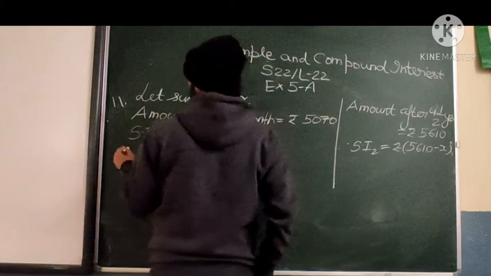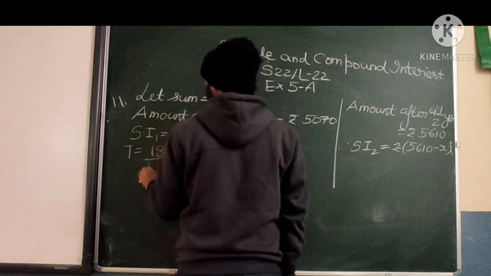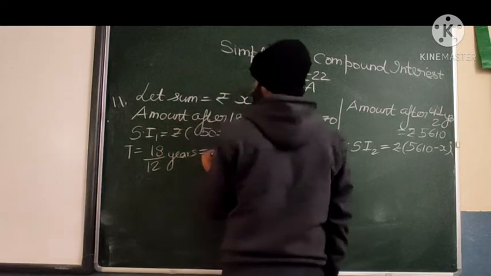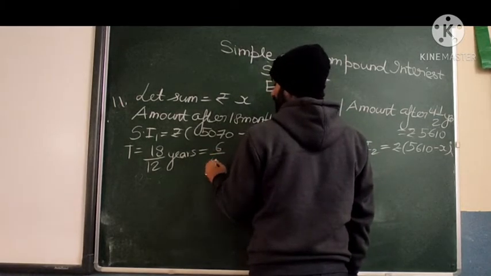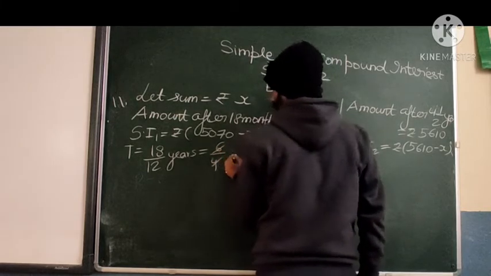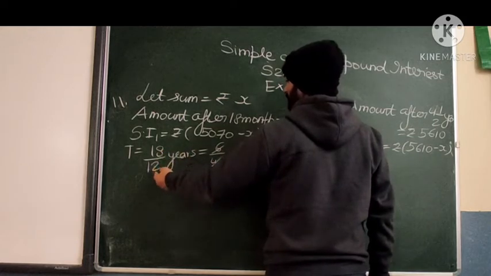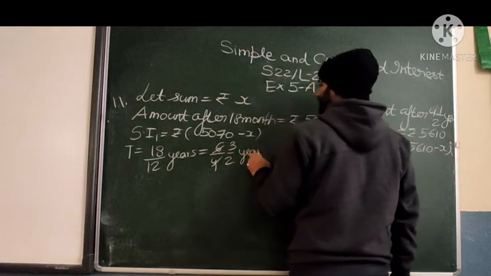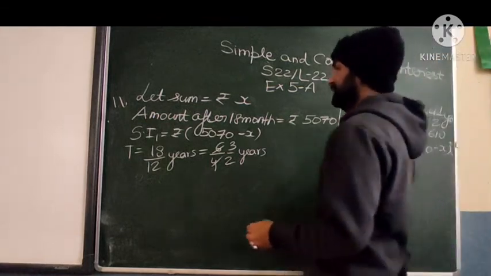Now see what we do. What is the time here? Time period is 18/12 years, or we write as, dividing by 3, 6/4... so 3/2 years. We need to do this because 18 months are given, and here also years.